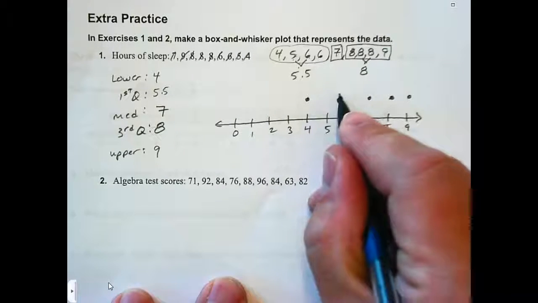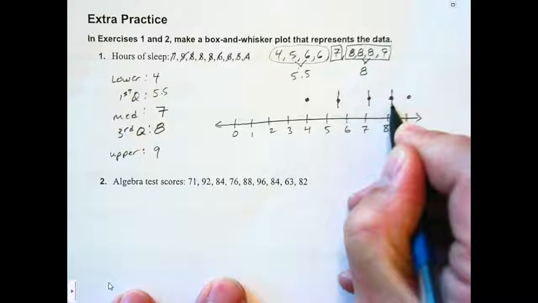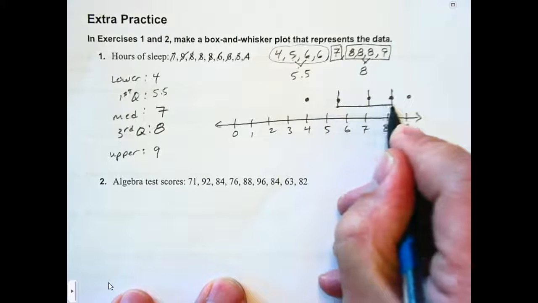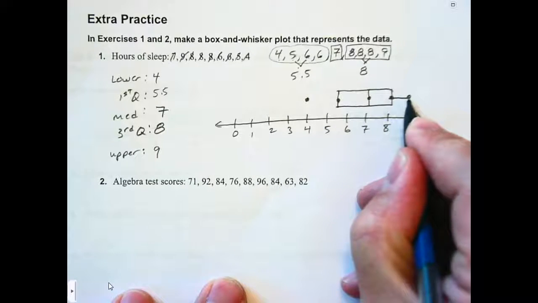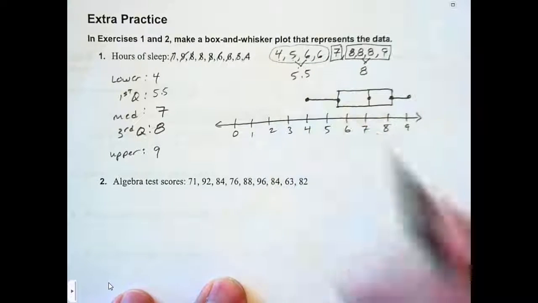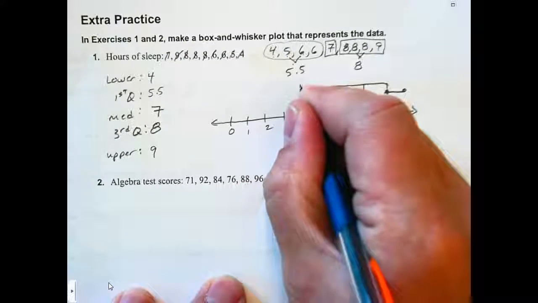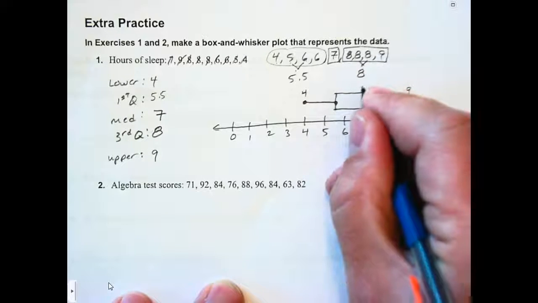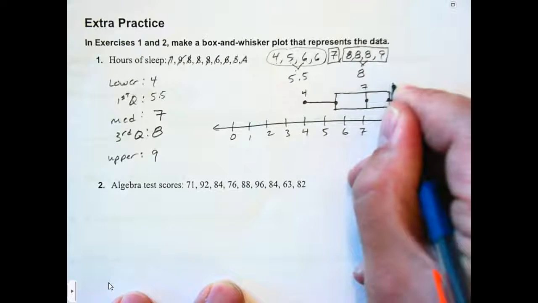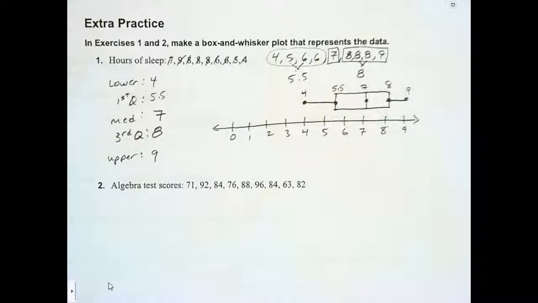The 3 middle dots get a line on them. Connect those lines and make the box. And then make the whiskers. Put our values above. There's 4. There's 9. There's 7. 8. 5.5. You've now created your box and whisker plot.